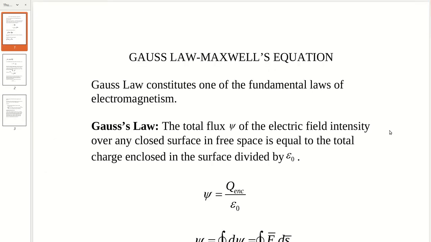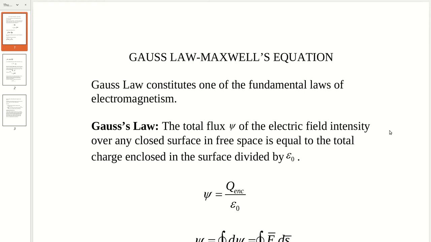Okay, let's move to another thing here. We will take the first equation of Maxwell's equations. There are four Maxwell equations in electromagnetics. These are the four most important equations of Maxwell that define the electromagnetic field.